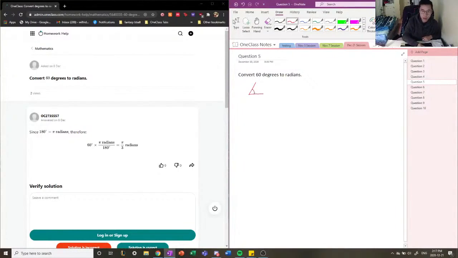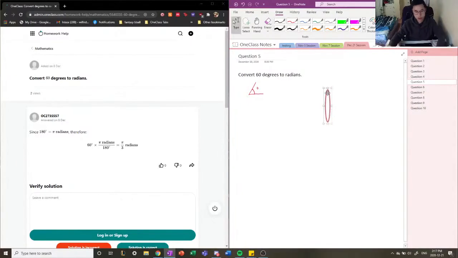So this would be what we call a degree, right? This would be a measurable degree. It's the angle between two different lines, and we have a unit called degrees. There's another way that we can describe degrees, and it's called radians, and it's based around the circle, okay?